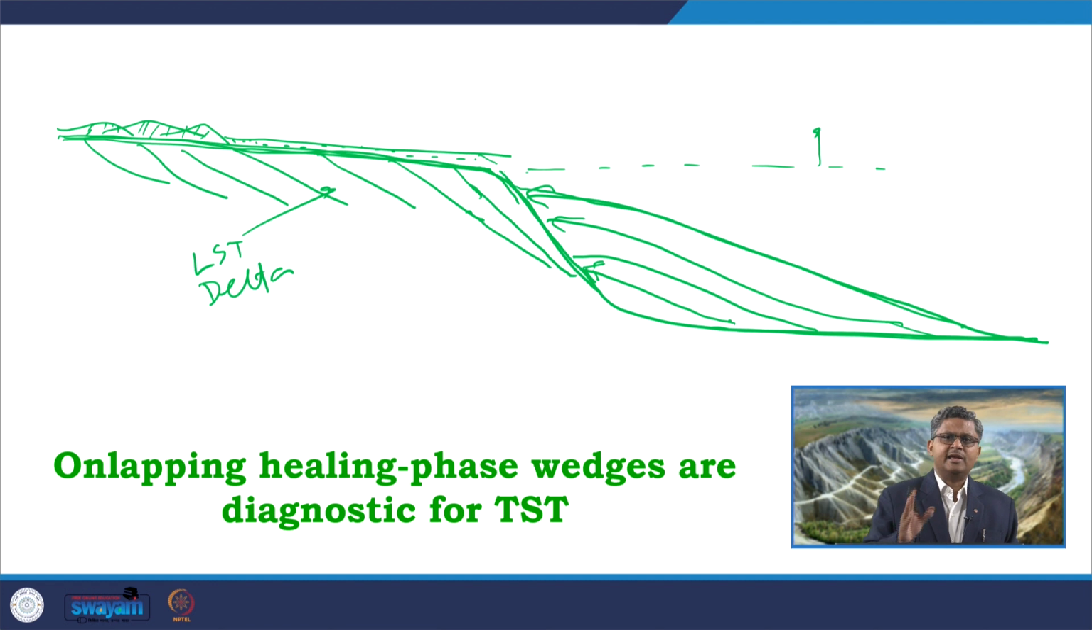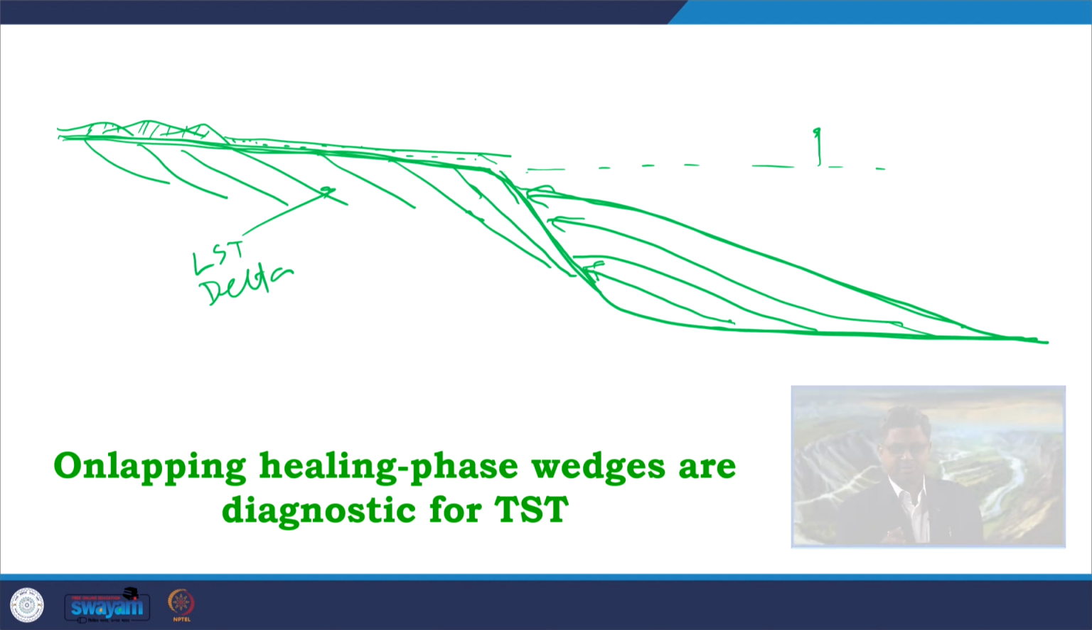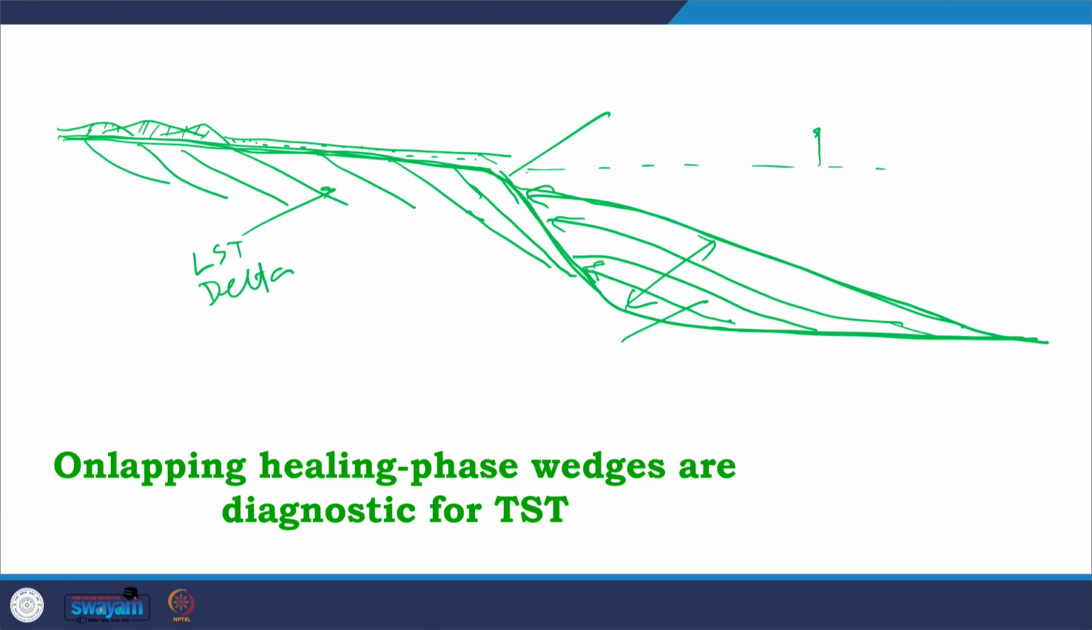So, onlapping healing phase wedges are diagnostic for the transgressive systems tract. This kind of deposit onlapping into the slope area, we will call the transgressive slope aprons. This particular term was first used by Galloway in 1989.